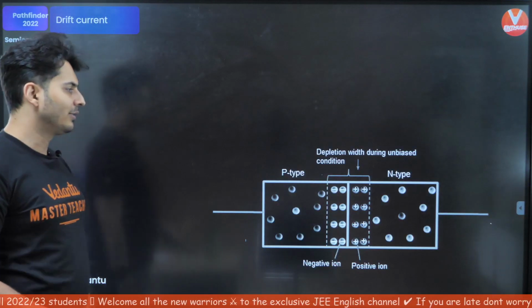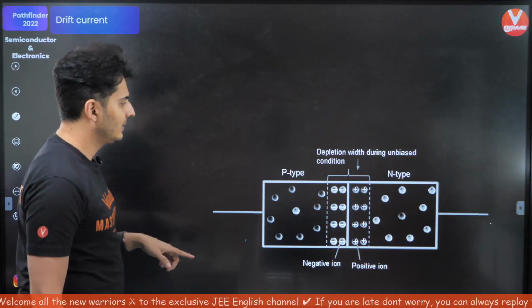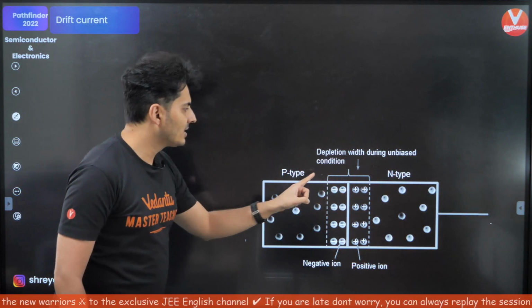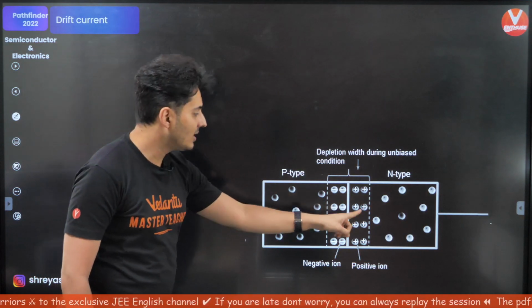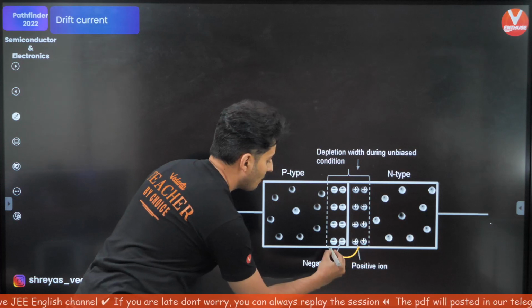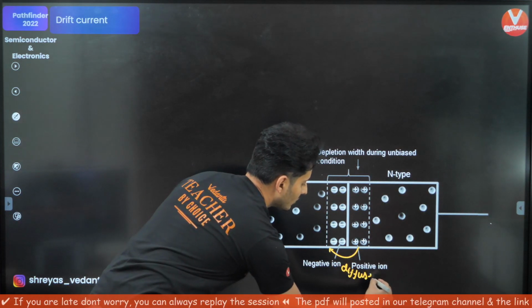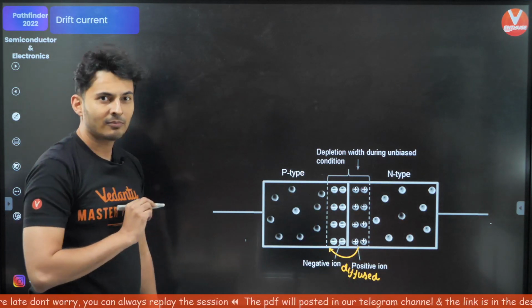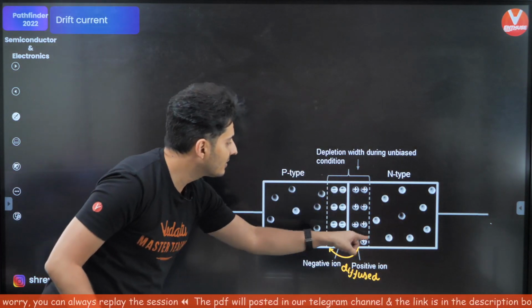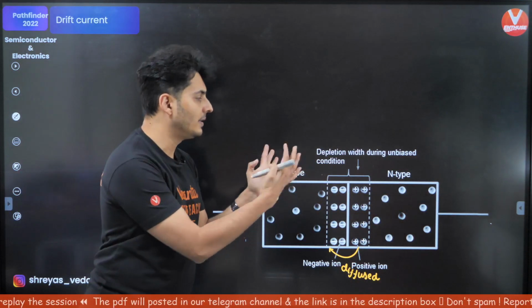And that is drift current. Okay. Now, what is this drift current? There is a positive charge here, there is a negative charge here. Because the electrons have migrated, that means diffused from the n-type to p-type. Now, in this region, this is the depletion region, the barrier region.